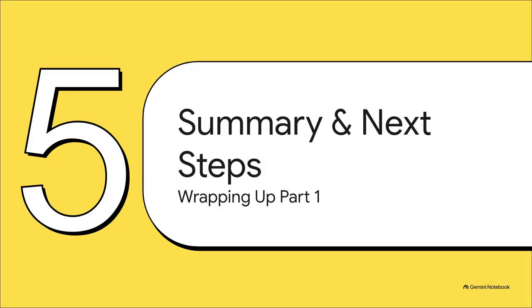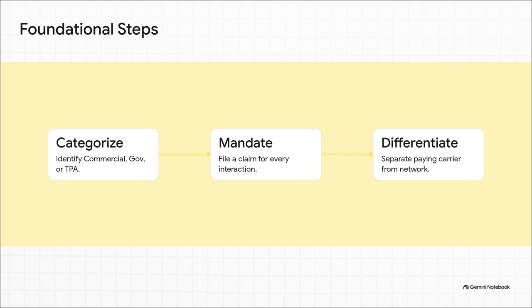All right, finally, Section 5, Summary and Next Steps. To wrap this up, whenever you're a medical coder or biller looking at a new chart, I want you to always remember these three foundational steps. Step 1, categorize the payer. Is it commercial, government, or a TPA? Step 2, follow the universal mandate. Every single interaction has to be filed as a claim, no exceptions. And Step 3, always distinguish the paying carrier cutting the check from the pricing network setting the cost, because they are very often not the same entity.